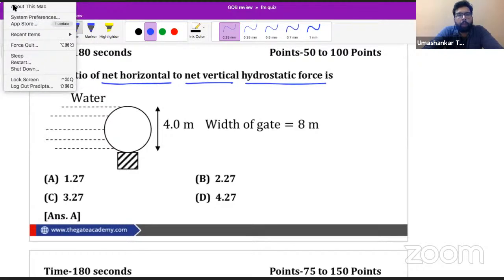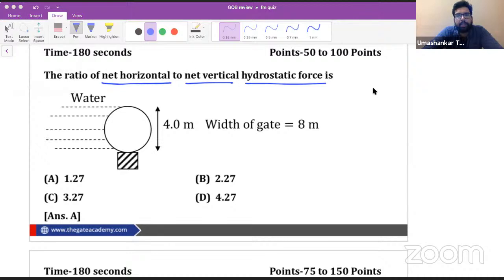So what kind of a surface is it? Definitely it is a curved surface, right? It looks like a curved surface. And on a curved surface, we know the hydrostatic force has two components, right? So how can we calculate the components of the hydrostatic force?